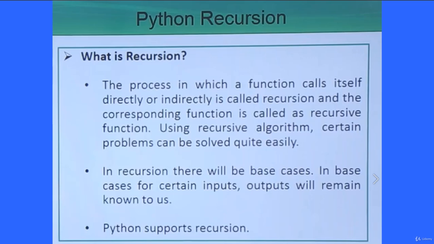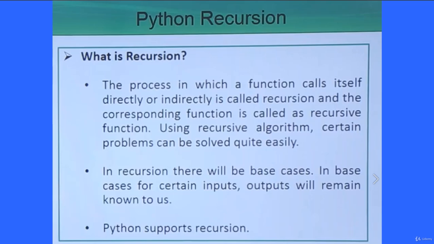Using recursive algorithms, certain problems can be solved quite easily and with a fewer number of codes. In recursion, there will be a base case. So what is a base case? That means in base cases, for certain inputs, outputs are known to us, and that is known as the base case. Just consider in case of factorial calculation, the base case is that if the input number is 0 or if the input number is 1, then the factorial value will be 1. So that is the base case.